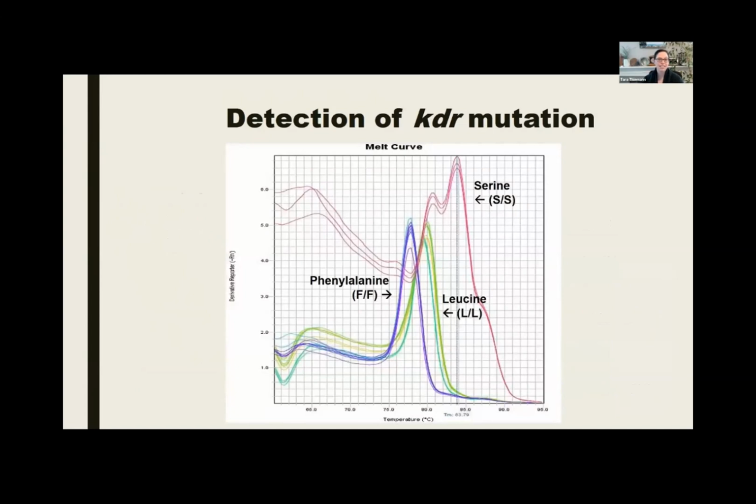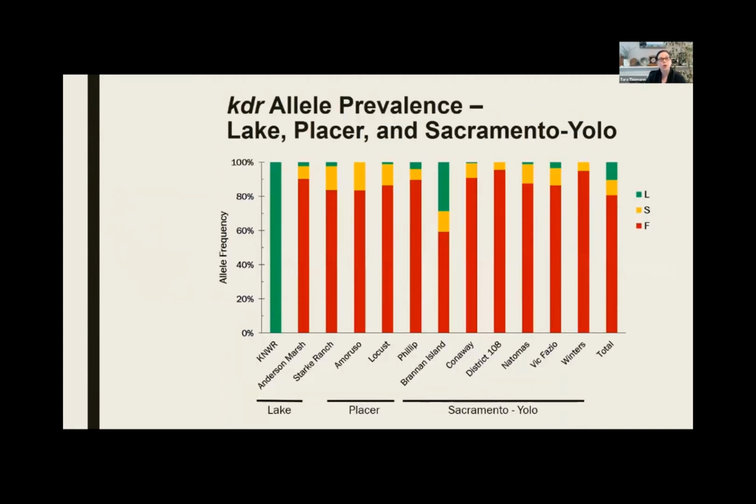I'm not going to go into the details of how this assay works, but here's what the output looks like. So the takeaway for you here is that based on where that peak is, we can tell if it's phenylalanine, if it's leucine, or if it's serine. For those of you who may be interested in this assay, right now it can't differentiate a leucine serine from a serine serine, but that's a pretty rare combination, and we do have a secondary test that can help with that. I'm just going to show you a bit of the data that results from this assay.